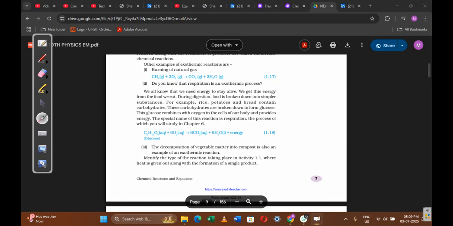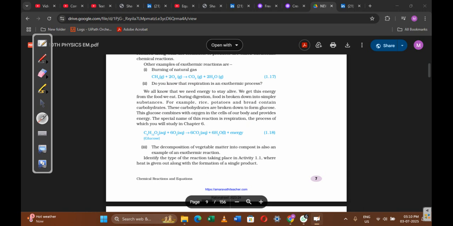Our food has carbon and hydrogen compounds, that means carbohydrates. So when we take food, this becomes glucose. When we respire, this glucose reacts with the oxygen we inhale. When we exhale, CO2 and water come out. Along with this, energy is released in this process. So we call this process an exothermic reaction. Respiration is an exothermic process or not?